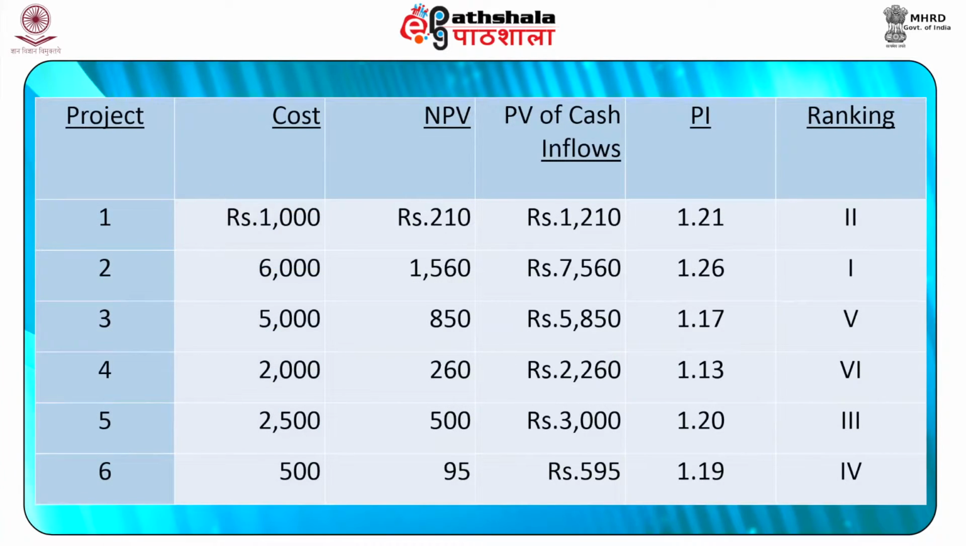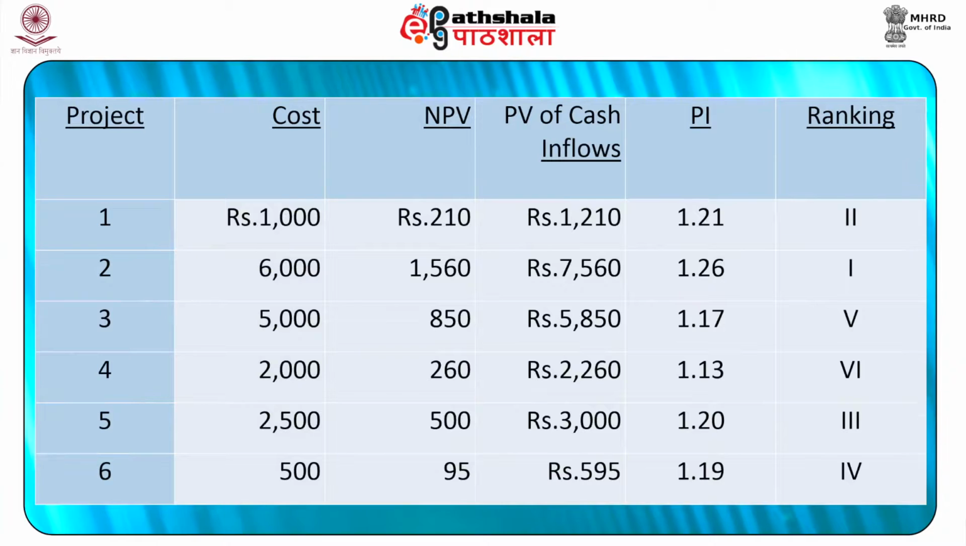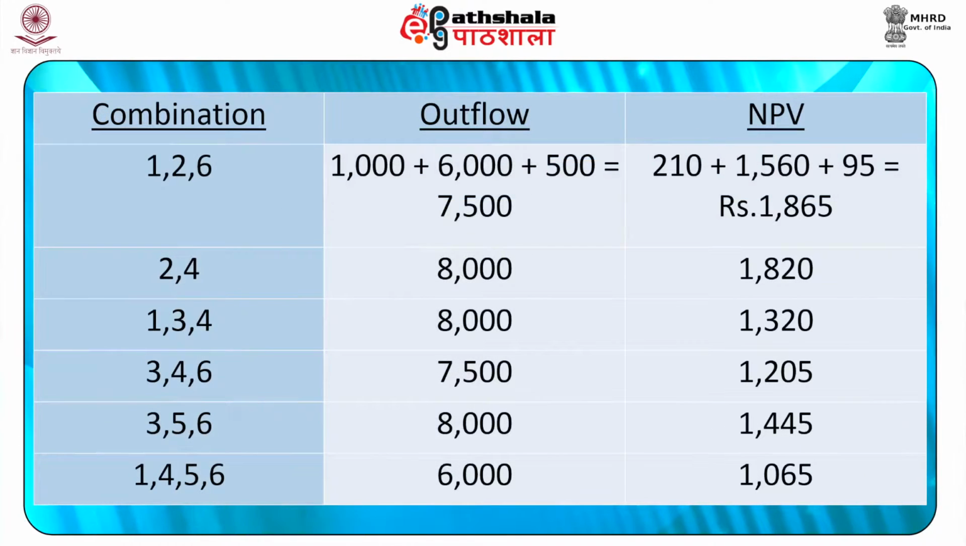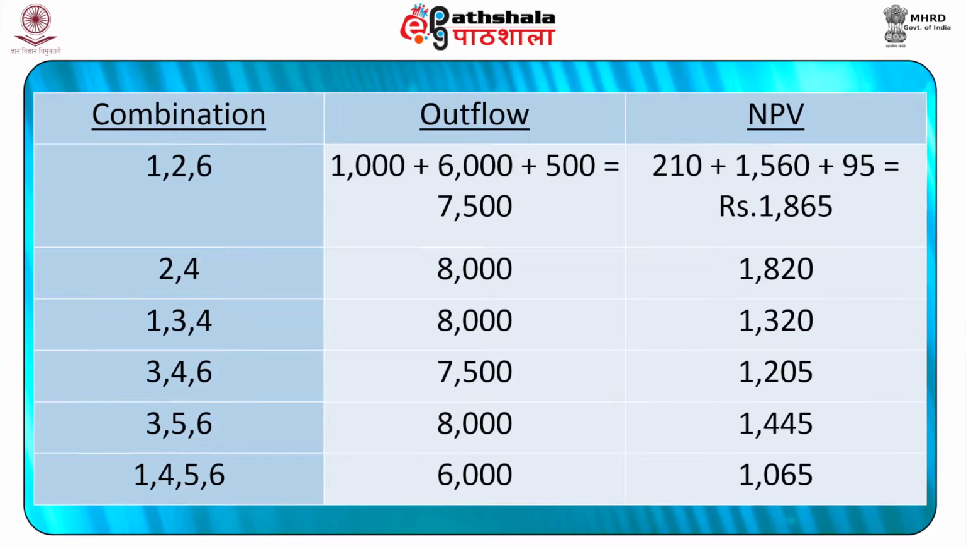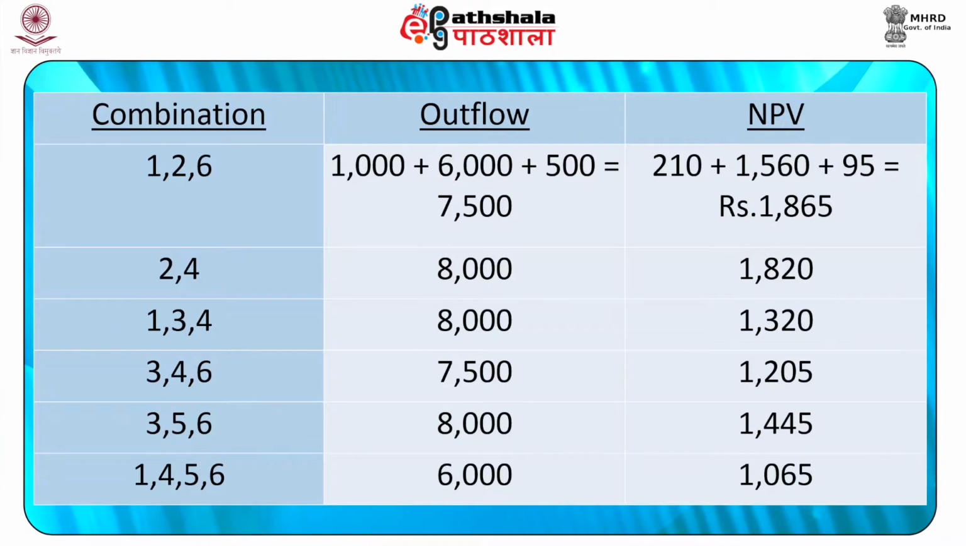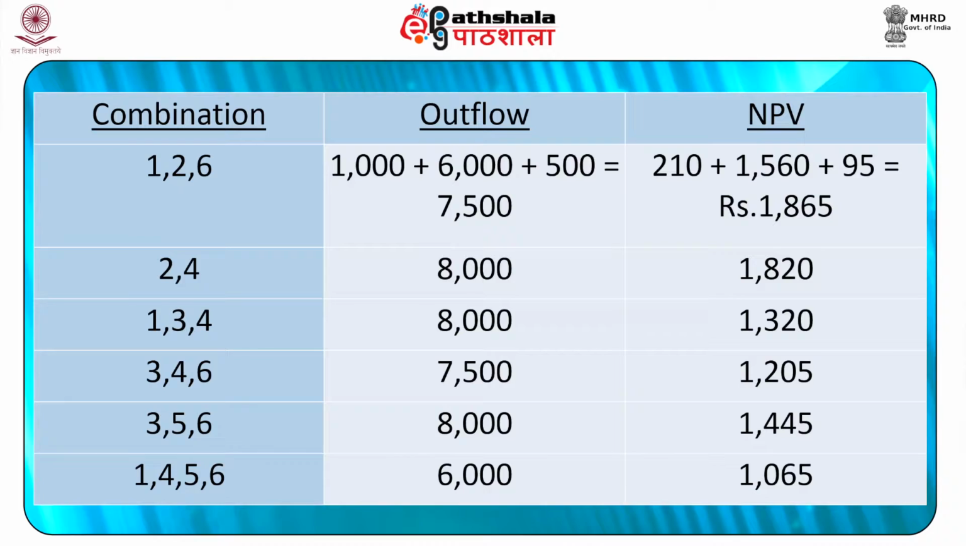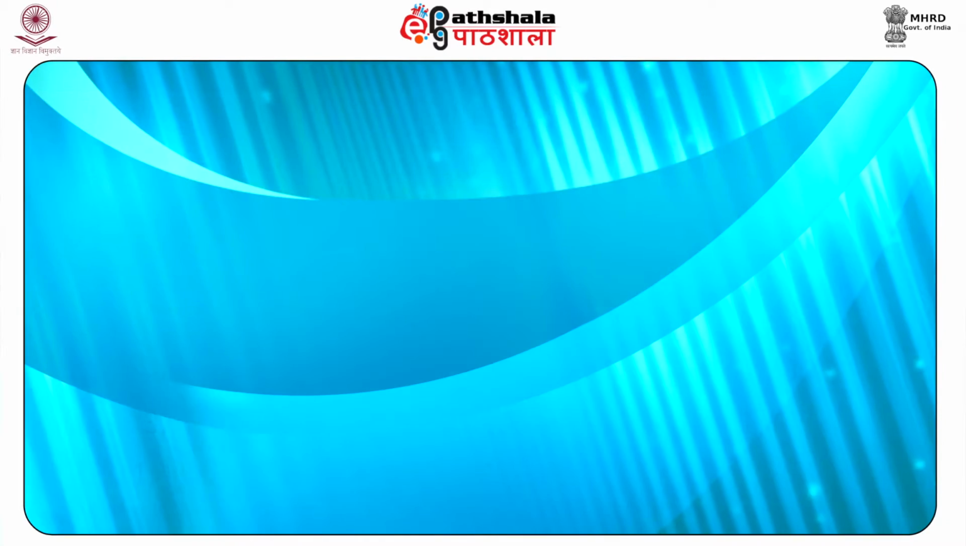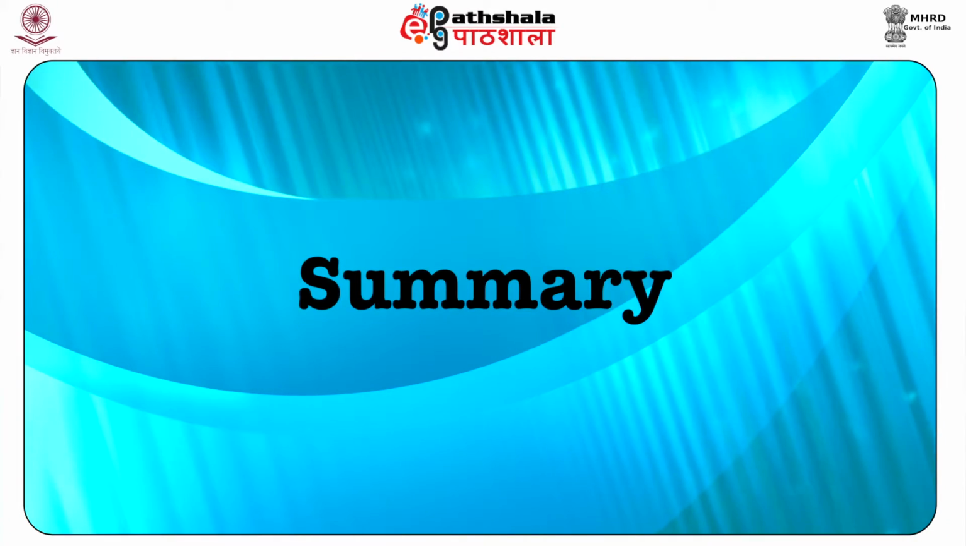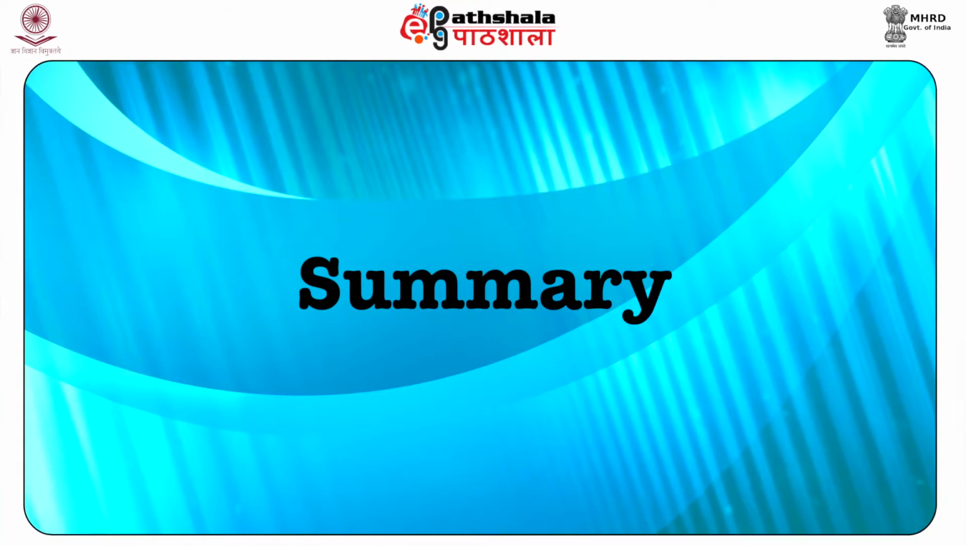The solution is given in this table. If the total funds are restricted to rupees 8,000, the best combination of the projects is analyzed in the following table. The best combination is projects 1, 2 and 6, as it gives the highest NPV of rupees 1,865. Now let us summarize what we have learnt from this module.